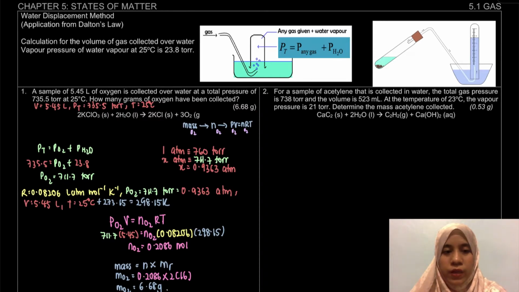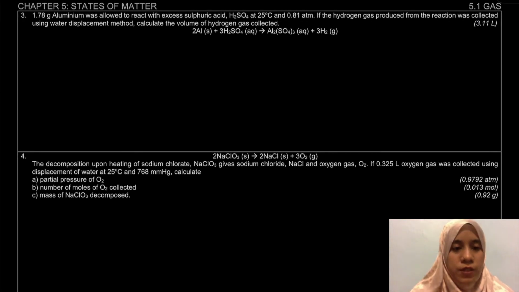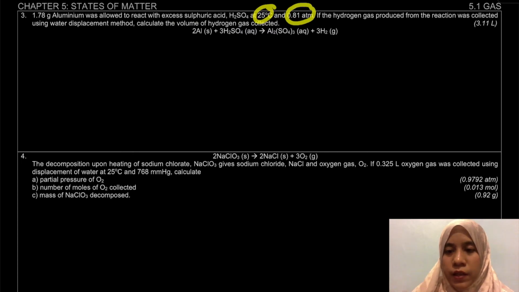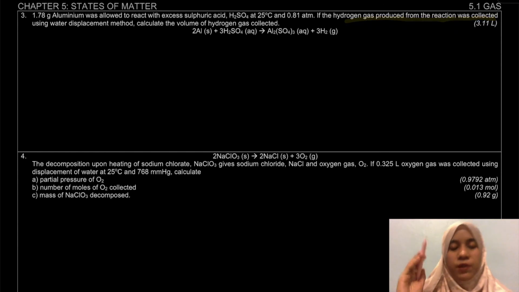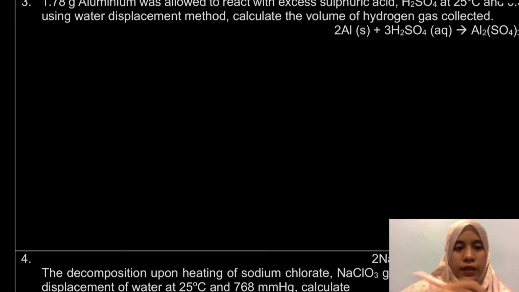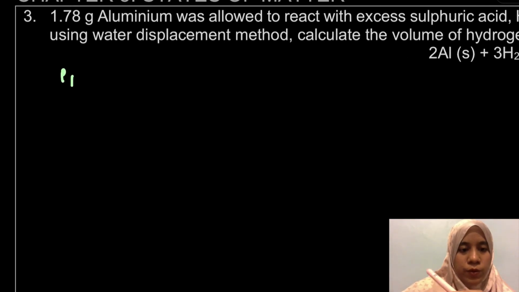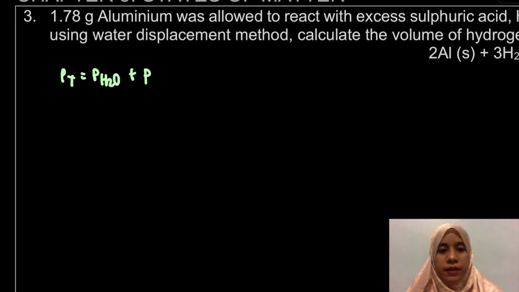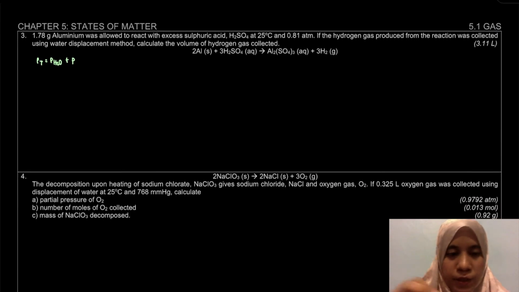So, let's look together question number 3. So, for question 3, 1.78 gram of aluminium was allowed to react with excess sulfuric acid at 25 degrees Celsius and 0.18 atm. If the hydrogen gas produced from the reaction was collected using water displacement method. So, kalau water displacement method ni, ingatlah kita nak guna yang ni. Pressure total equal to pressure of H2O tambah dengan pressure of any gas. Tapi dalam question ni kita tengok lagi apa gas dia. Calculate the volume of hydrogen gas collected.